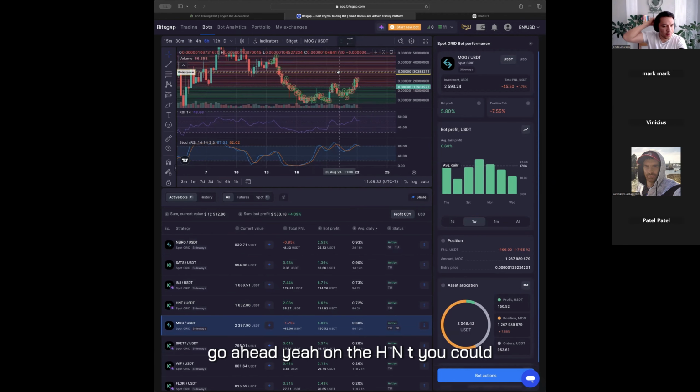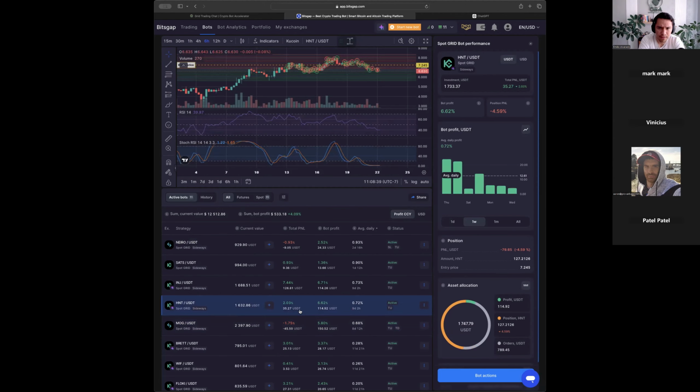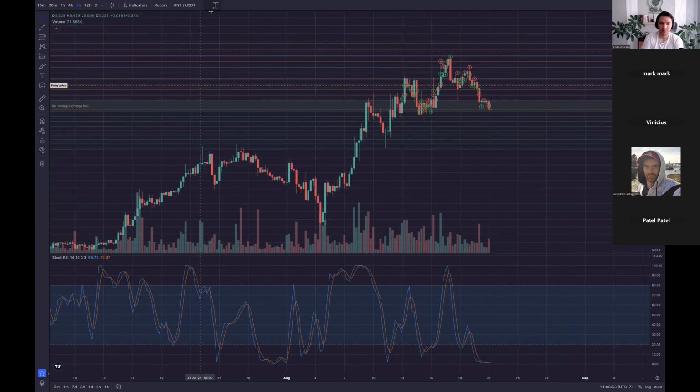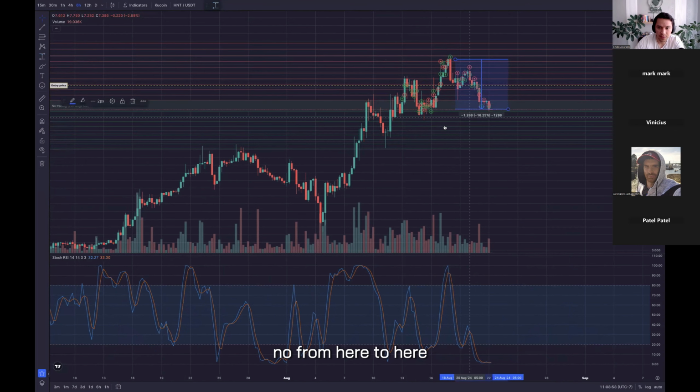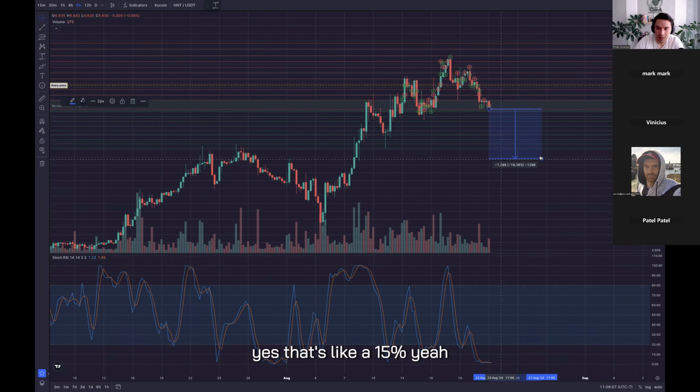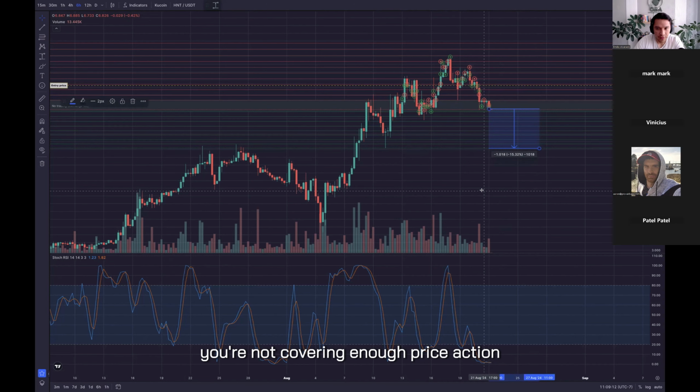On the HNT, measure the distance between the market price and the low price. What percentage are you getting right there? From here to here. How much is that? That's like 15%.